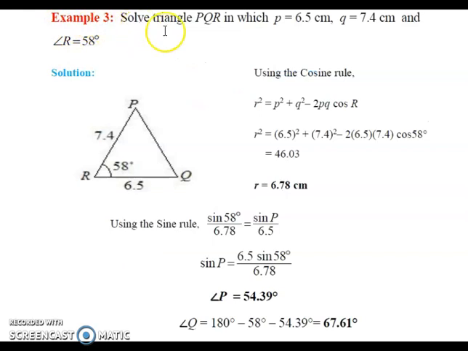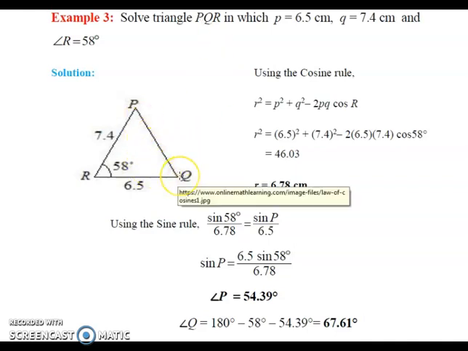Example 3. Solve the triangle PQR in which P is equal to 6.5 centimeter, Q is equal to 7.4 centimeter, and angle R is equal to 58 degrees. In this problem, two sides P, Q and enclosed angle R is given. So definitely we can apply the law of cosines.